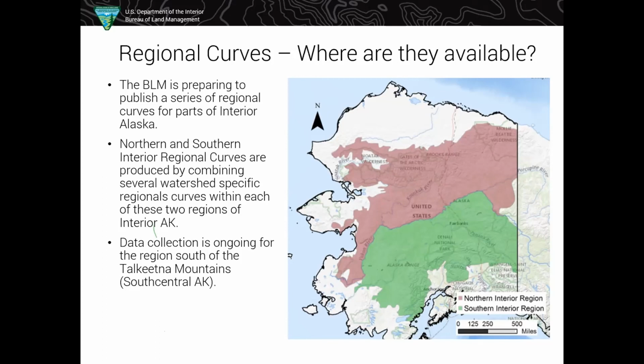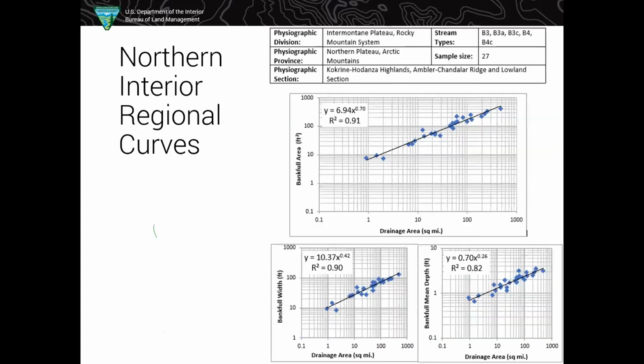Over the last 10 years, the BLM has been working to develop watershed specific as well as regional curves to assist with stream reclamation planning. We're in the process of finalizing a stream design guide for placer mine streams in interior, and the appendix of that report, which we hope to get out here in the next few months, is going to include a list of watershed specific curves as well as these regional composite curves for northern and southern portions of interior. We're also in the process of developing a regional curve for South Central Alaska, but it's a little bit further behind.